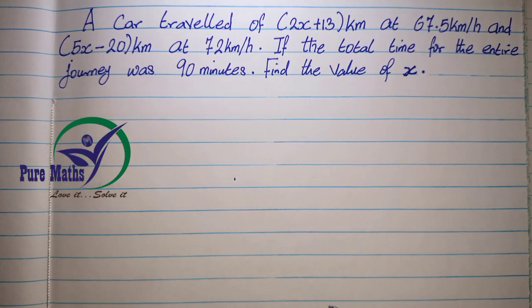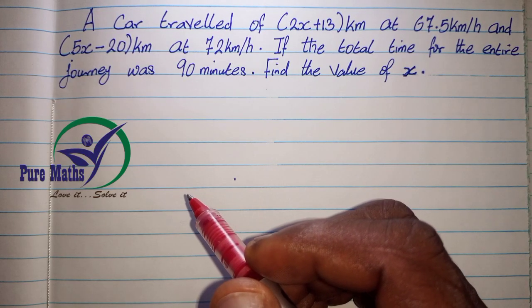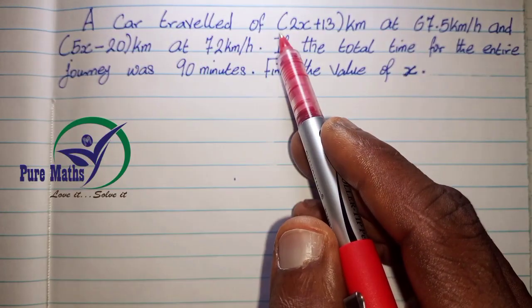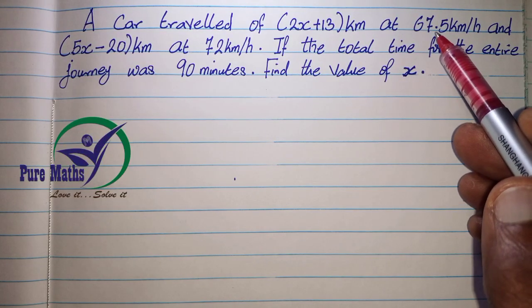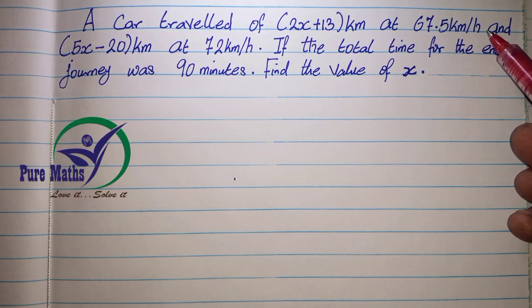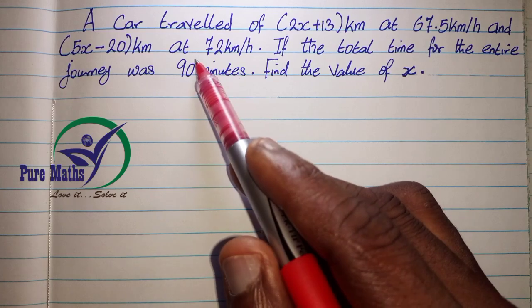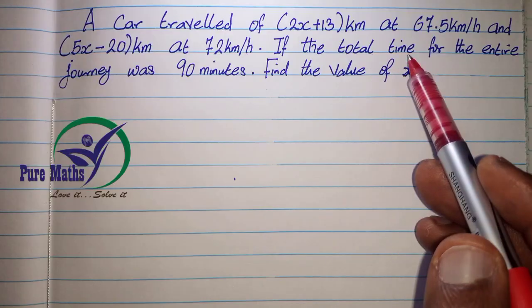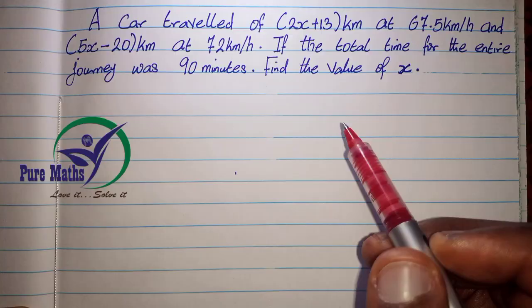Hey guys, in today's class we are going to look at how to solve a question of this nature. This is a WAEC 2024 question and it says a car traveled 2x plus 13 km at 67.5 km per hour and 5x minus 20 km at 72 km per hour. If the total time for the entire journey was 90 minutes, find the value of x.